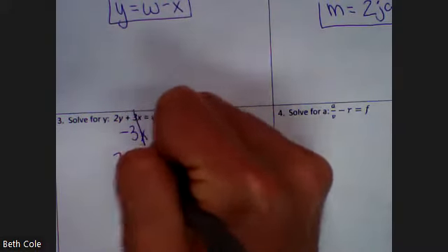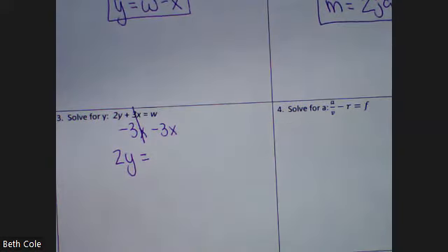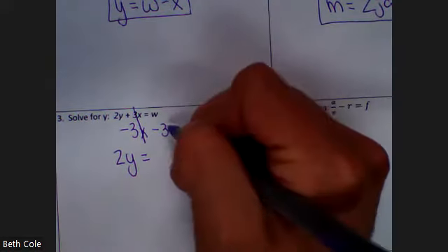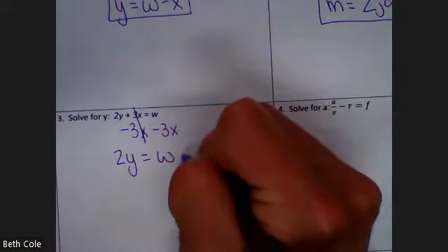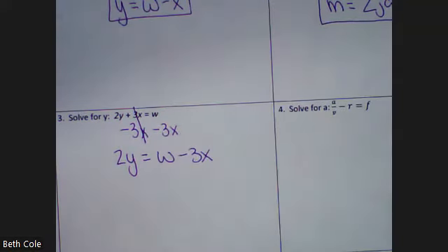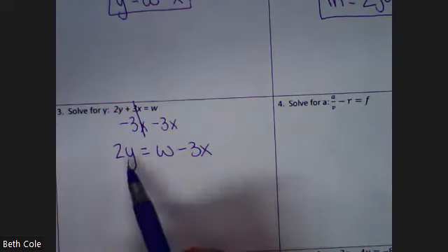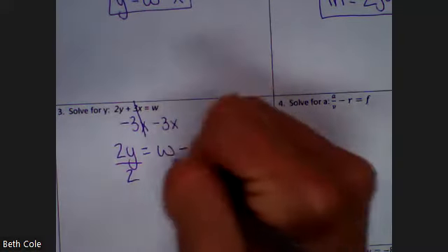So 2y equals, don't overthink it. Well, what's already there? A w. So it'll be w minus 3x. Yeah, don't overthink it. Whatever it says is there is what's there. W minus 3x is just w minus 3x. What's your last step? Yeah, division by 2.